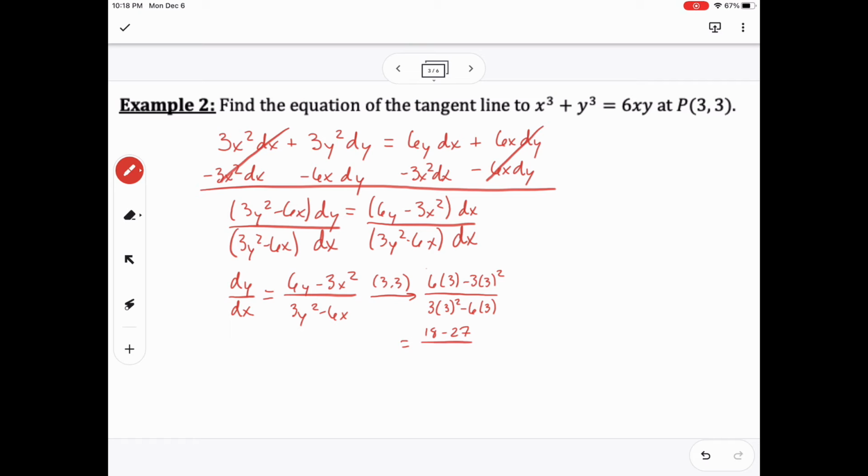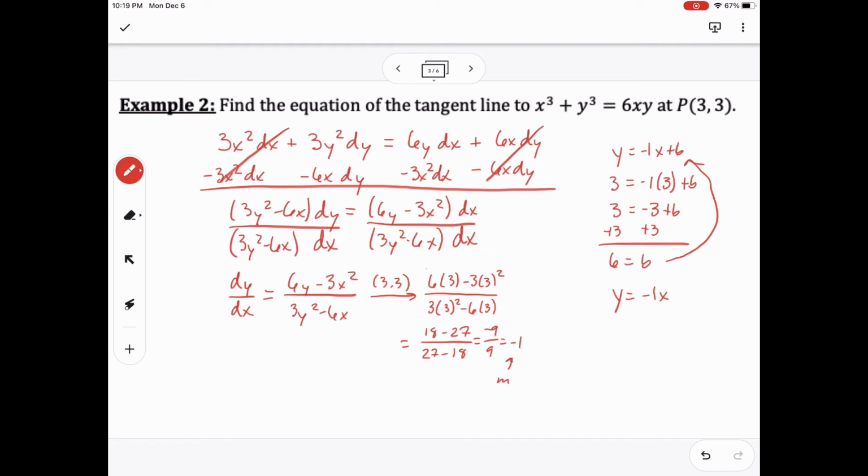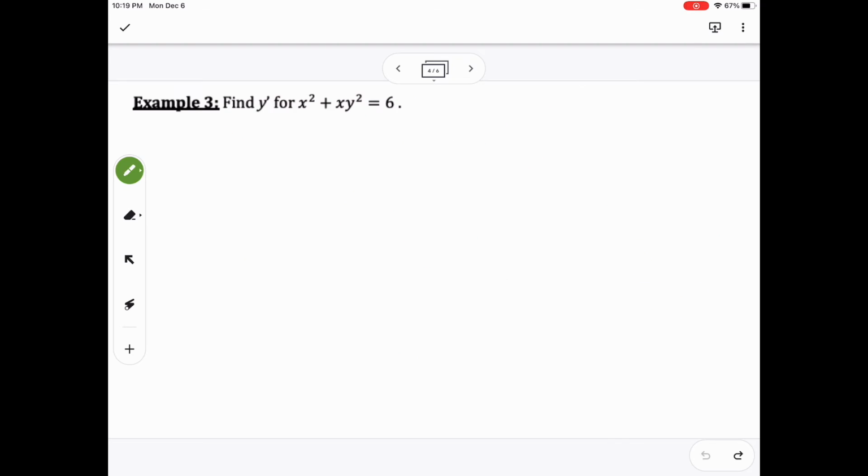to get that. Then after that, once I've solved for dy over dx, I plug in the 3, 3 like we did in the last one. We find the slope is -1, and then we use slope-intercept form to help us find the actual line of the tangent, which gives us -1x plus 6.